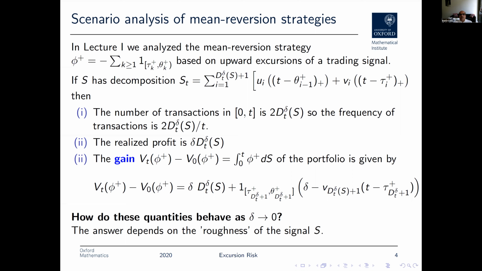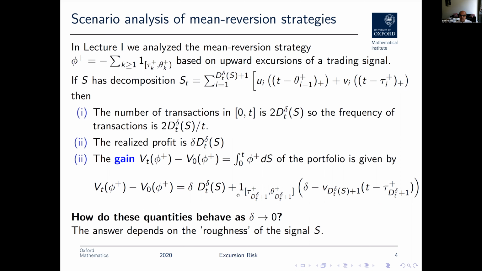So here is an example. We looked at the trading strategy, which consists in shorting a portfolio when the signal goes above some threshold. And then we showed that it can be represented through some sequence of stopping times, the level crossing times of the threshold and zero. And if we have the decomposition of the signal into delta excursions, which is shown here, then from this decomposition, it's very easy to compute things like the frequency of transactions, realized profit, the gain, the maximum loss, the drawdown, and so on.